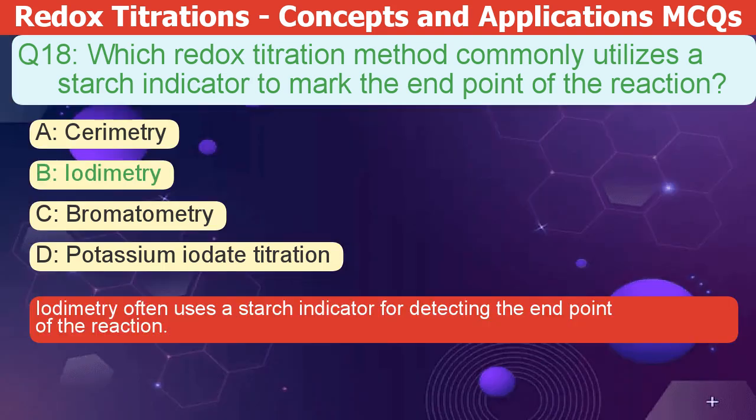The correct answer is B. Iodimetry often uses a starch indicator for detecting the endpoint of the reaction.